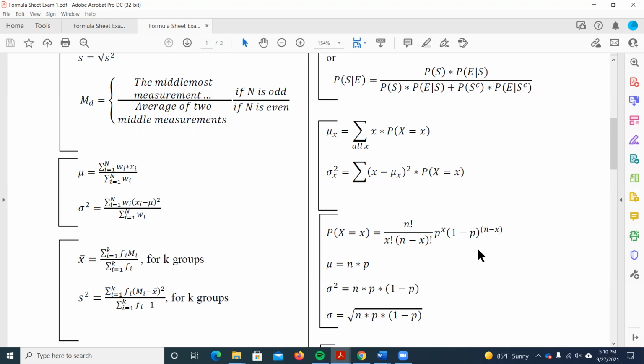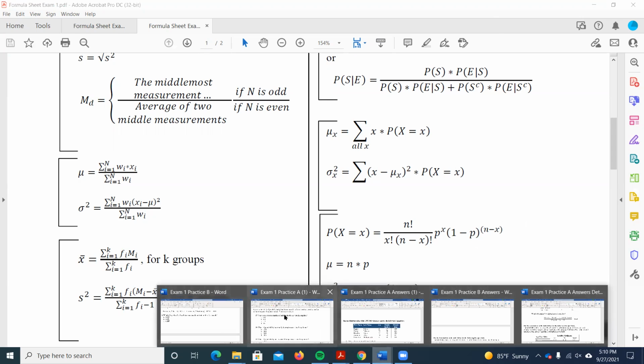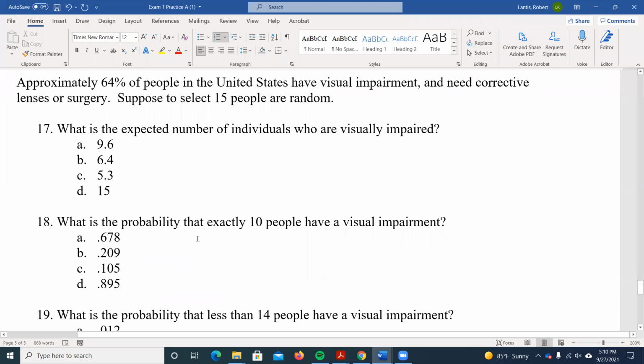Okay. Now, one thing I might do that helps you eliminate some answers here is, let's say instead of 10, I asked you for what's the probability that I see 5?